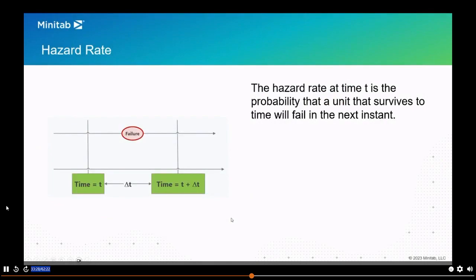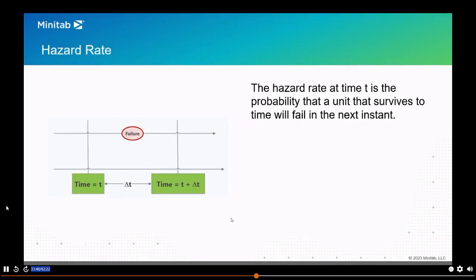Let's talk about what a hazard is. The hazard rate, or the hazard, is really just the instantaneous rate of failure, the chance that something will fail in a specific instant. So again, if we look at our timeline, we've got a specific time, and then we have just this instant to the next time, right?